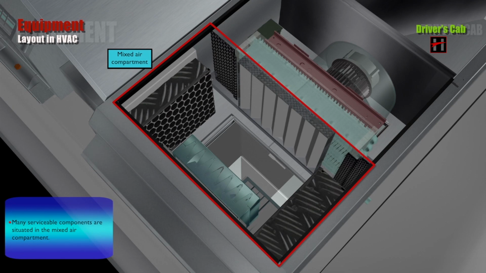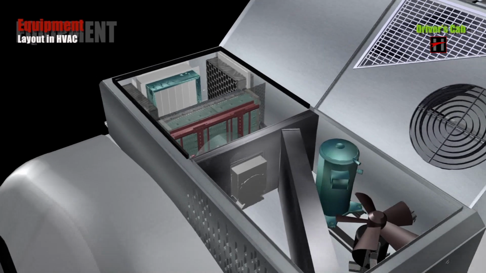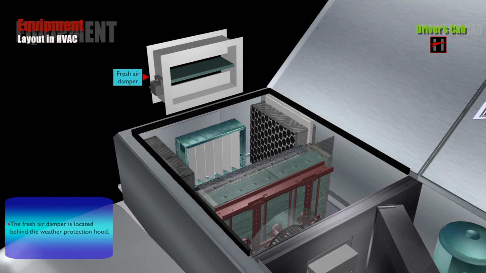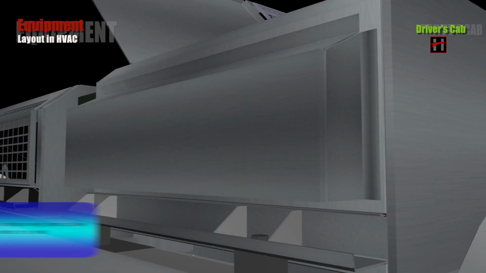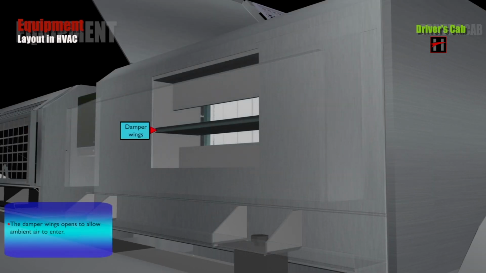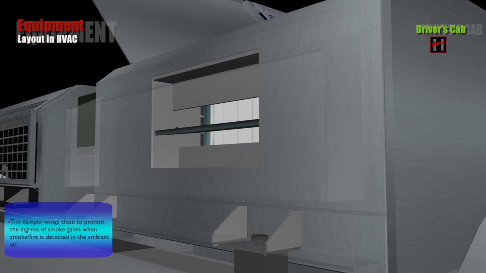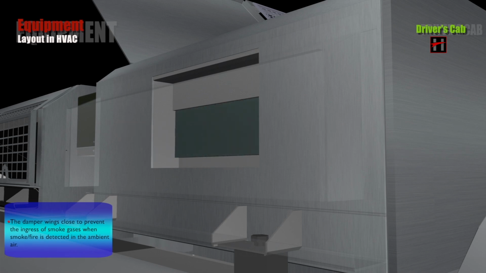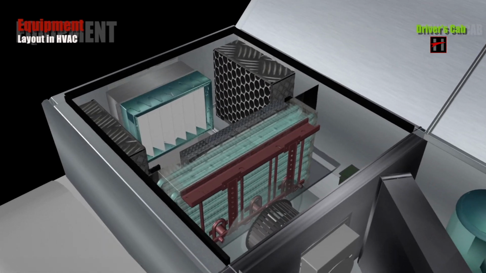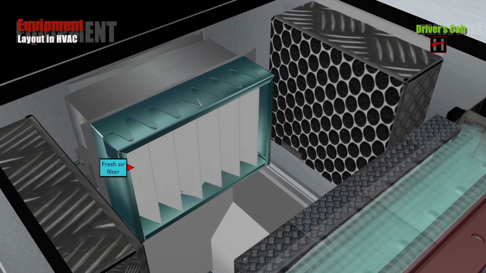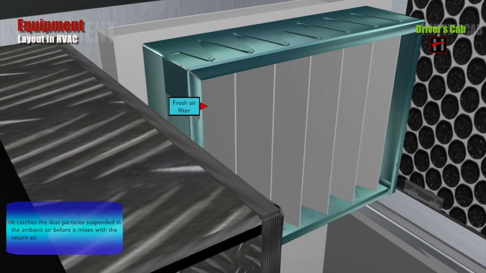Many serviceable components are situated in the mixed air compartment, namely, the fresh air damper is located behind the weather protection hood. The damper wings open to allow ambient air to enter. The damper wings close to prevent the ingress of smoke gases when smoke or fire is detected in the ambient air. The fresh air filter is arranged on the downstream side of the damper. It catches the dust particles suspended in the ambient air before it mixes with the return air.